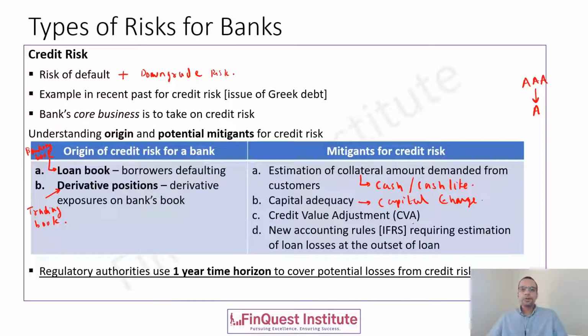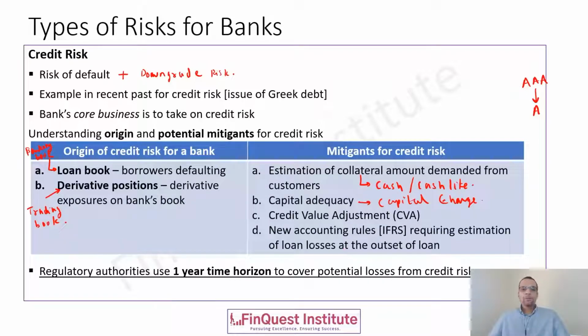Additionally, new accounting rules like IFRS 9 also play an important role in mitigation of credit risk, because they require estimation of what the loan losses could be at the outset of the loan. So at the time the loan has been sanctioned, they are expected to give an estimation of the potential loan losses. We'll talk a bit about loan losses in a subsequent part of this video, because these are very important from the overall risk framework for a bank.